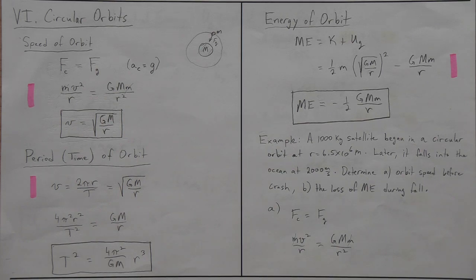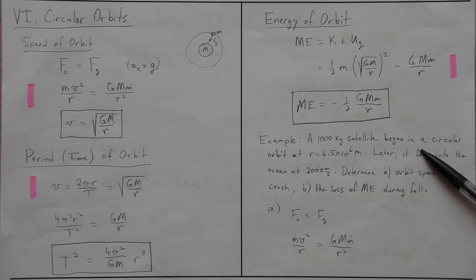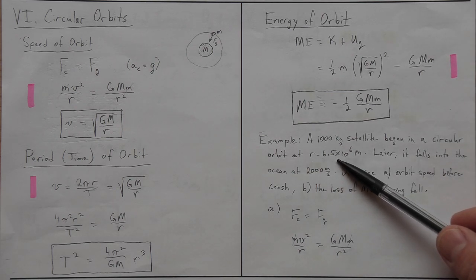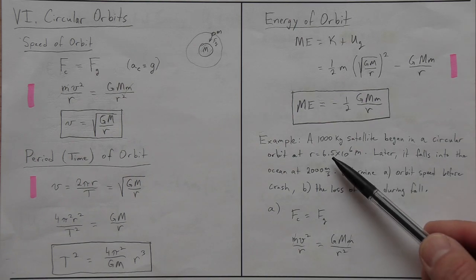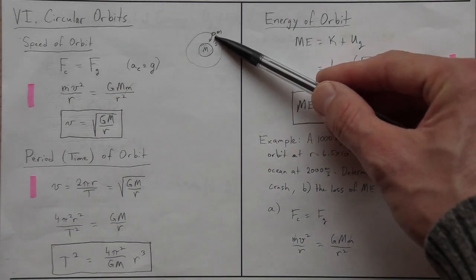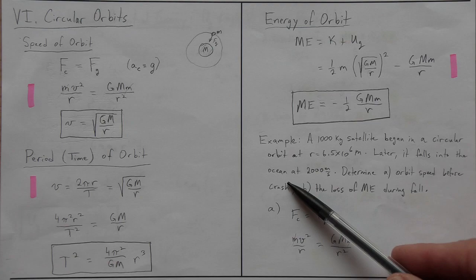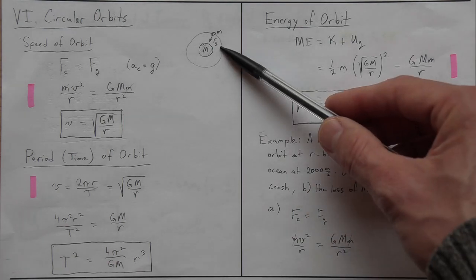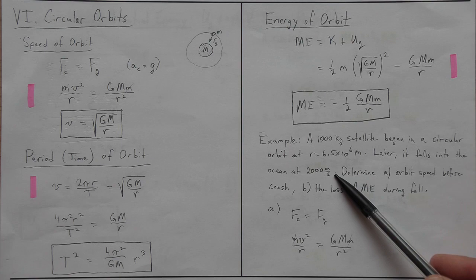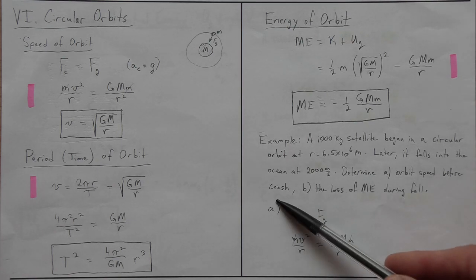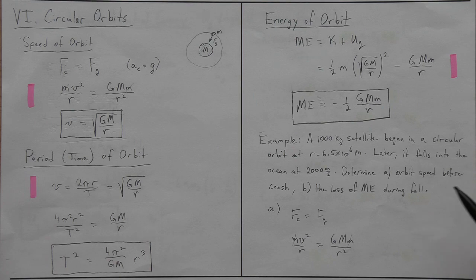I'm just going to do one example with numbers because you'll see numbers in gravitation can get pretty tedious. What we have is a 1,000 kilogram satellite. It began in a circular orbit at a radius of 6.5 times 10 to the 6. The radius of the Earth is 6.37, so we're a little bit above the Earth, above the atmosphere. But later it falls into the ocean at 2,000 meters a second, so it spirals in and crashes into the ocean. Determine the orbit speed before the crash, and then the loss of the mechanical energy during the fall.